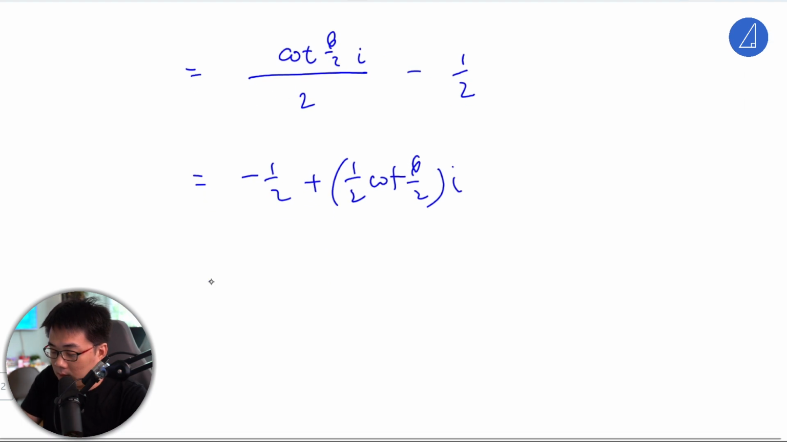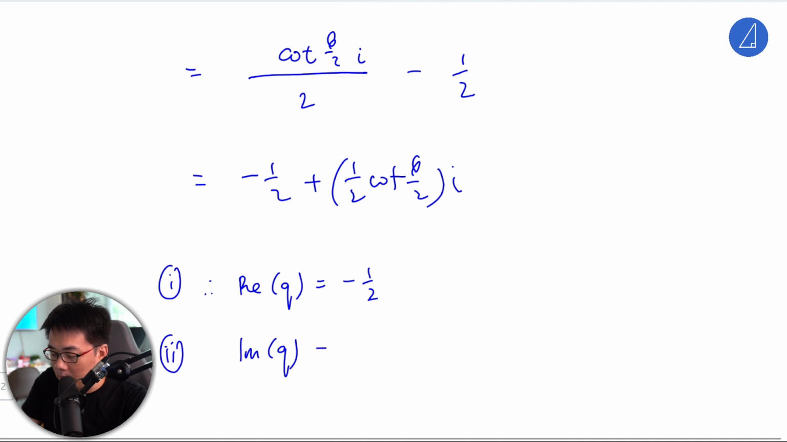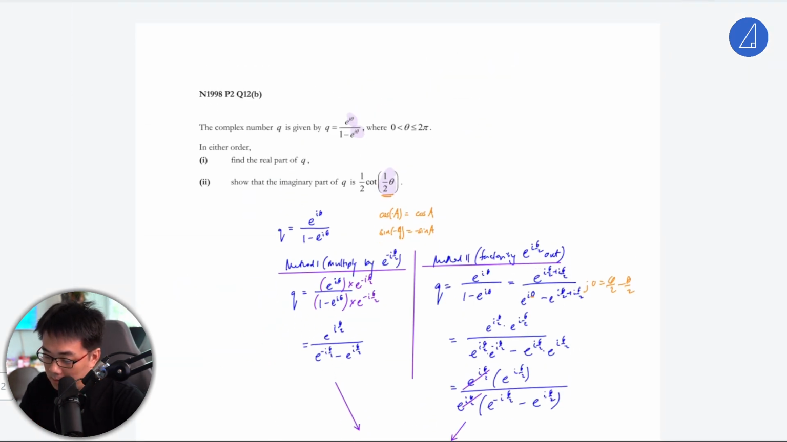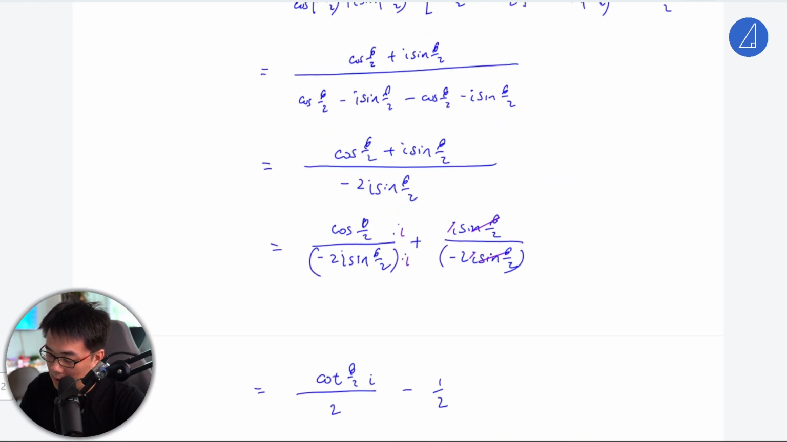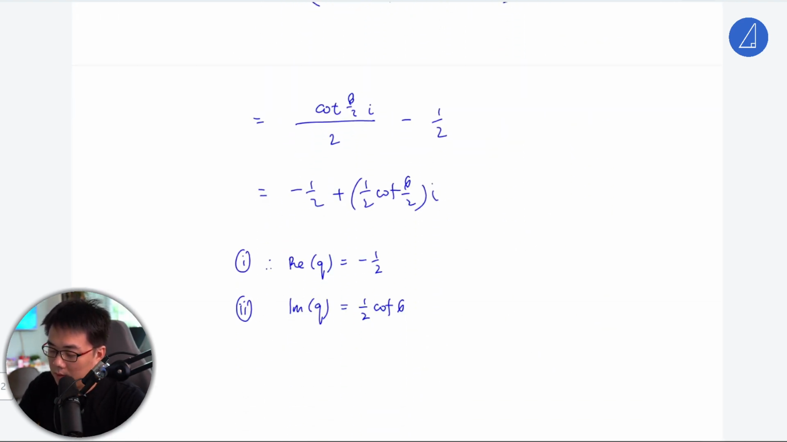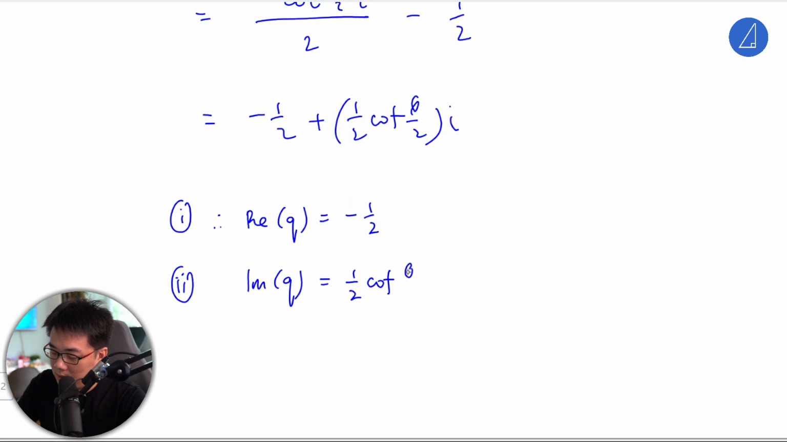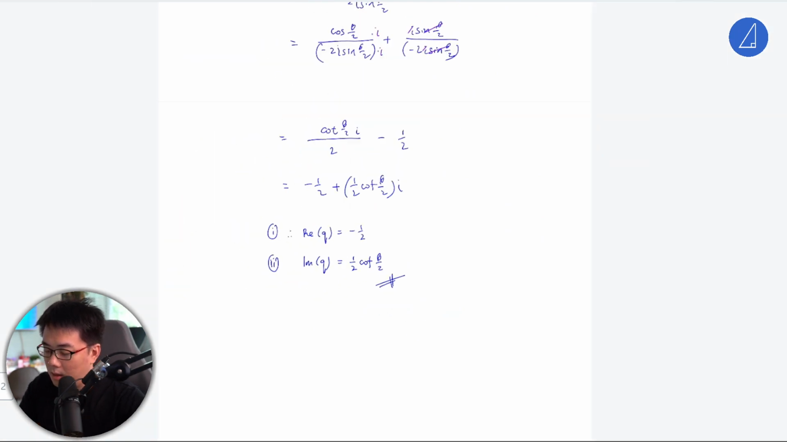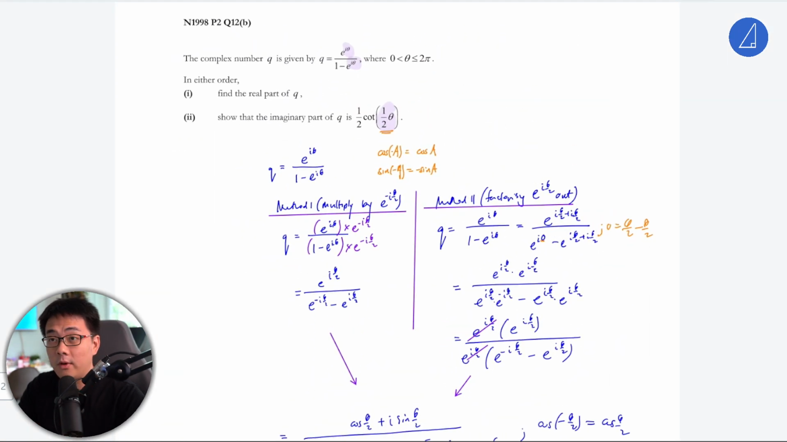Hence, the real part of Q is just negative half, which is the first part. The second part is the imaginary part of Q, which is half cot theta over 2. That's how we do this question proficiently. If you have any questions, please let me know, and I'll see you in the next question.